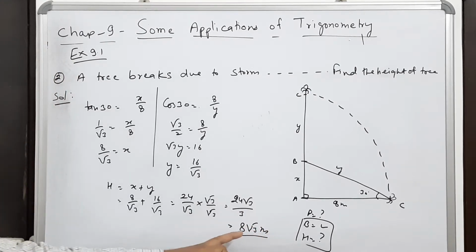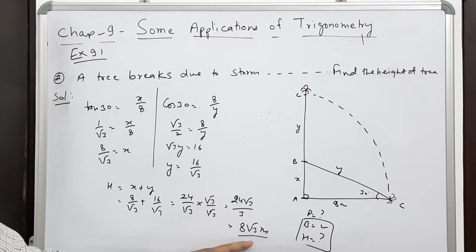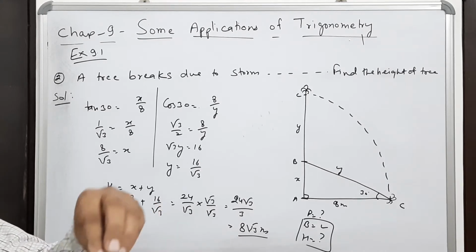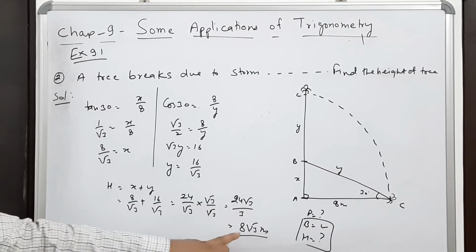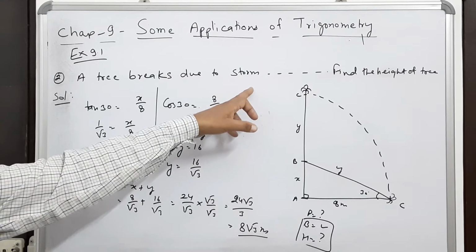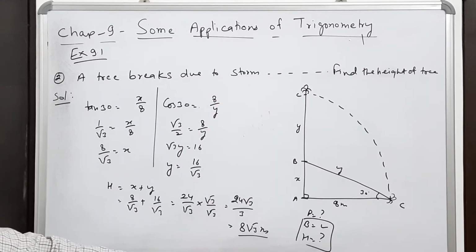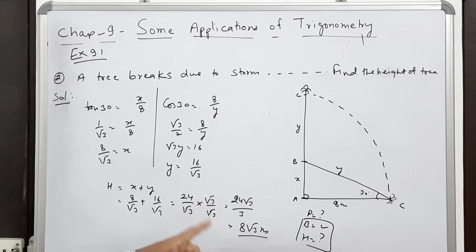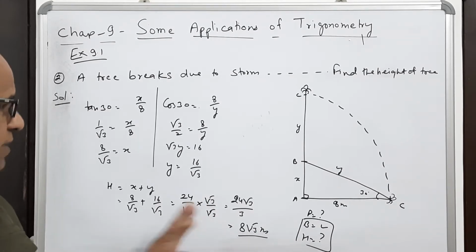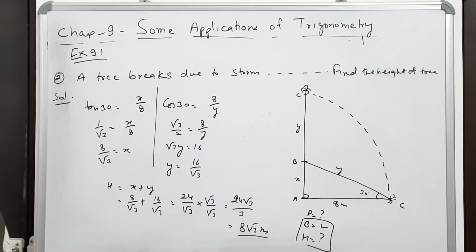Now the question arises whether we will put the value of root 3 or not. See here, dear children, I want to tell you, if it is given in the sum to use the value of root 3, then only you solve it further. Otherwise, 8 root 3 is the perfect and correct answer. So keep it up to this particular point only.